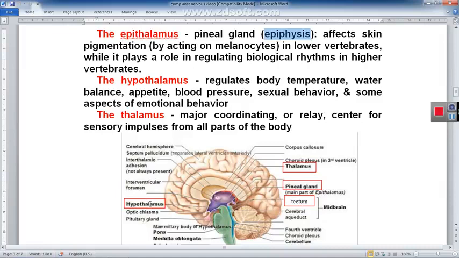The hypothalamus, which is this, which is below the thalamus, is related to the function of temperature regulation, water balance, appetite, blood pressure, sexual behavior, and also it is related to some emotional behaviors. The thalamus is a major relay station for sensation from all parts of the body.